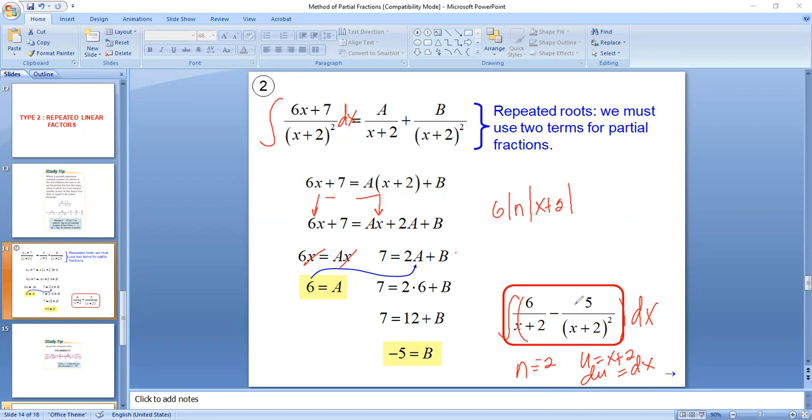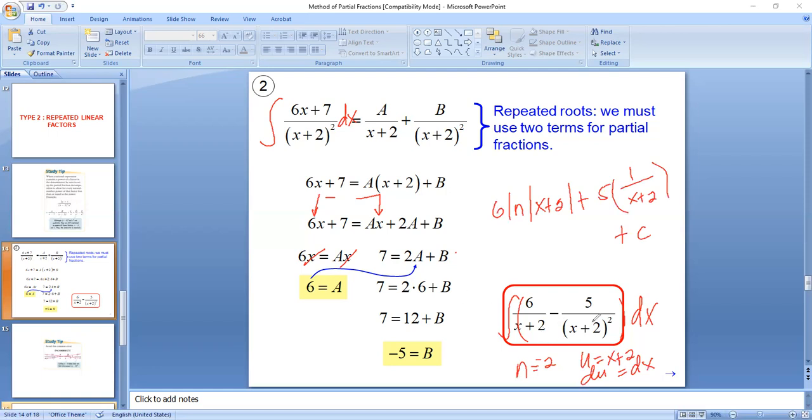So when you use the power rule for this, 5 is just a constant. So you will have minus 5. Then negative 2 plus 1 is negative 1. So you will have 1 over x plus 2, which is already raised to negative 1, over negative 1. So this becomes plus C. So this is the integral of this expression.